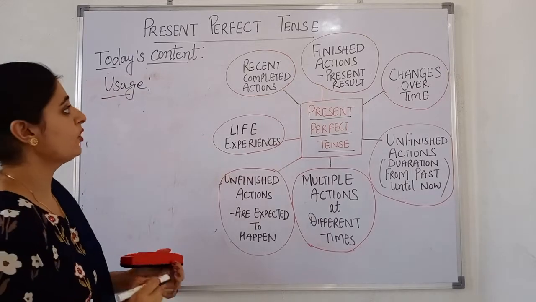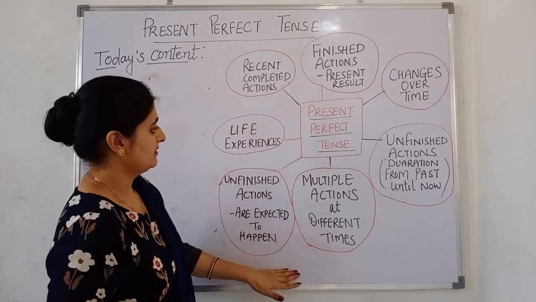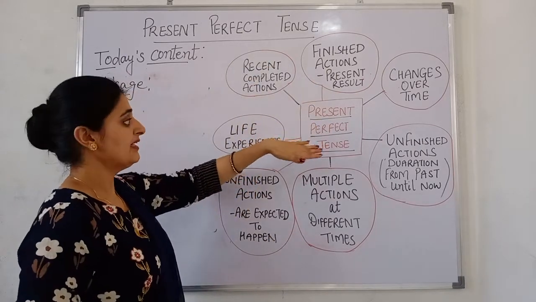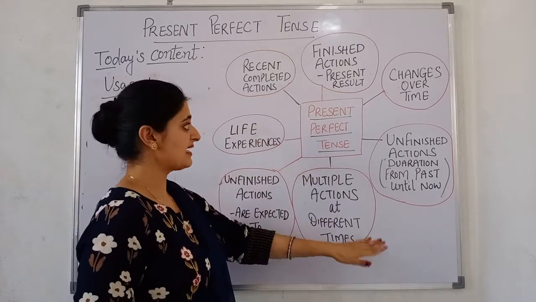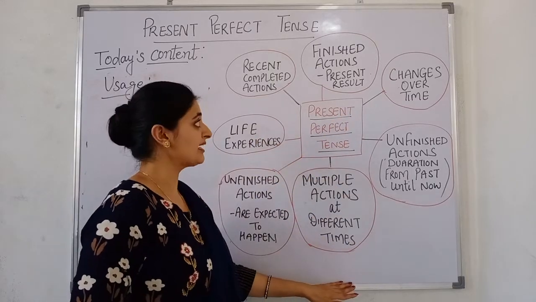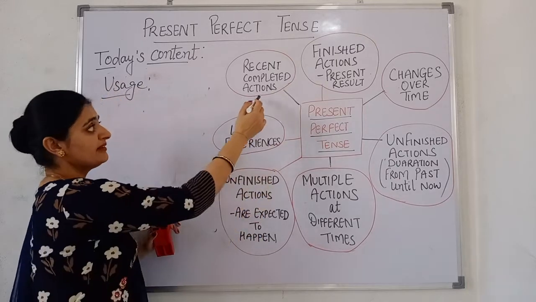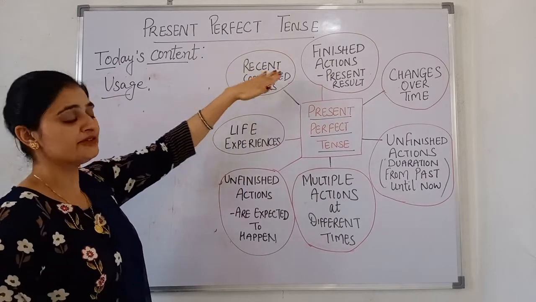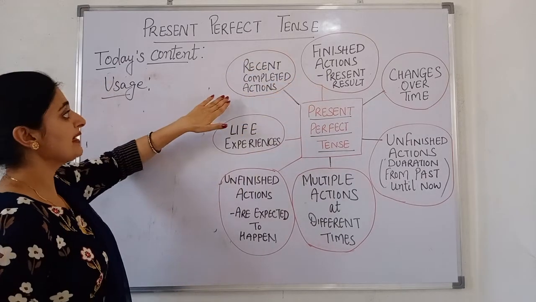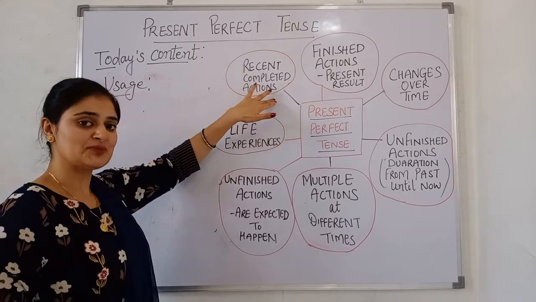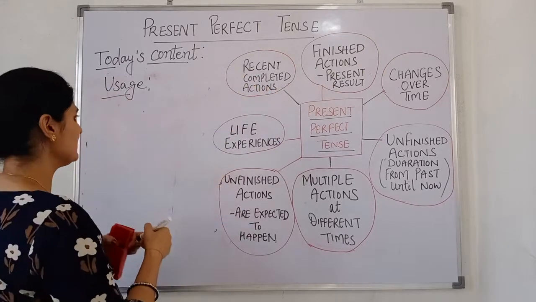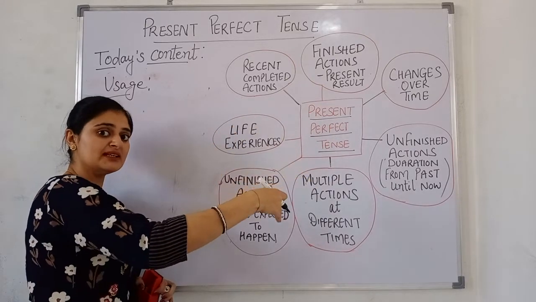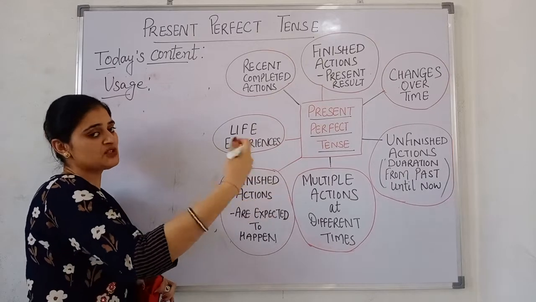Okay, I have already made the flow chart depicting its uses. Okay, where to use present perfect tense. It would be easy for you to understand and to note down the points at the same time. Okay, so let's start from here. Recent completed actions. Where to use present perfect tense? To depict the actions that recently completed, or we can say, the action that completed in the immediate past. Means not much time has passed.